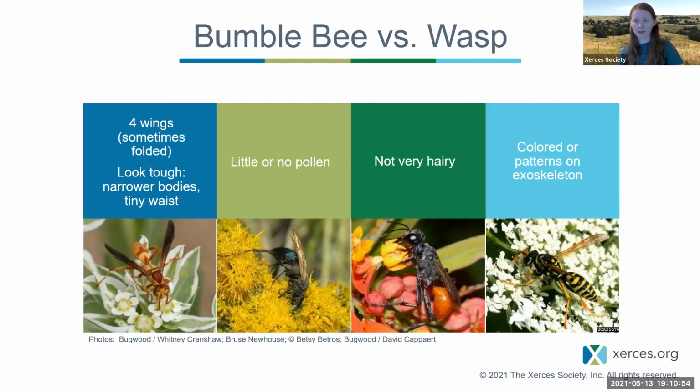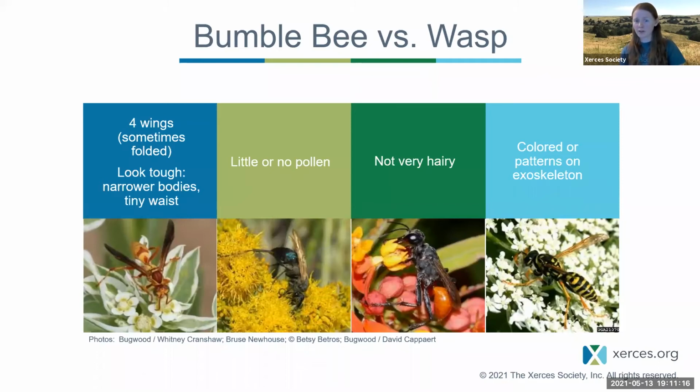So wasps are going to be a lot thinner. They're going to look a little bit tougher. They hold their wings different. They have them folded a lot of the time. Wasps aren't going to have that pollen basket on their hind leg. They're not collecting a lot of pollen, but they might be foraging and collecting nectar and drinking that up.